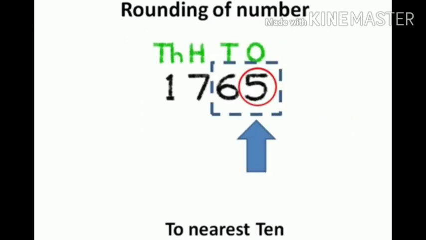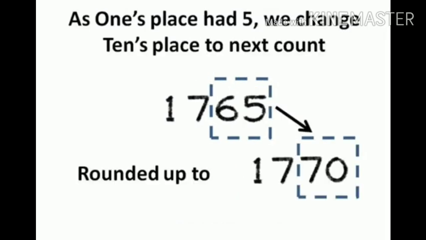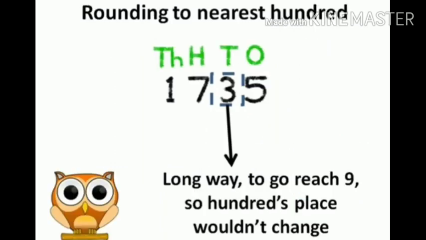Let us take another example. For example, 1765, we are rounding the number to the nearest 10. So you should look at the ones place, and here the ones place is 5. So the tens place would increase to its next count, that is 7, and the ones place is set to 0. So it is 70. So 1765 is rounded to 1770.